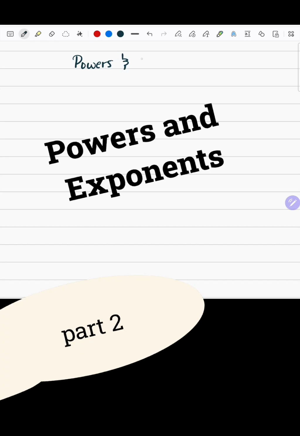Powers and exponents. But let's call this part 2. All right. So, what happens when there is an exponential expression that has a decimal?